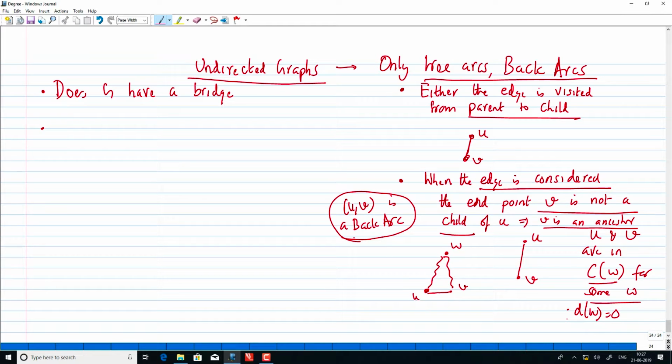I have to say a few more points. The edges of the graph, undirected graph, are of only two types. They are either tree arcs or they are back arcs. The other two categories don't exist for undirected graphs. Right? So this is a very crucial point. So now let us define a bridge and let us see how to discover if the graph has bridges.